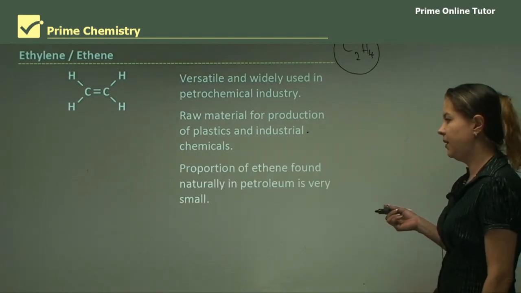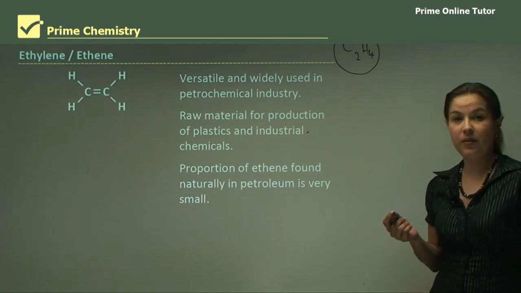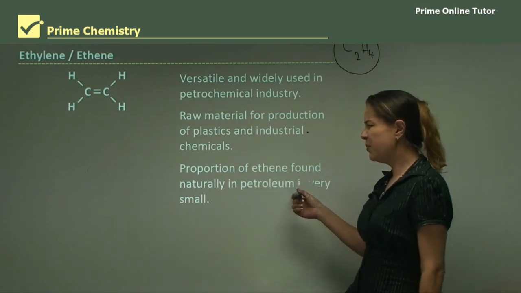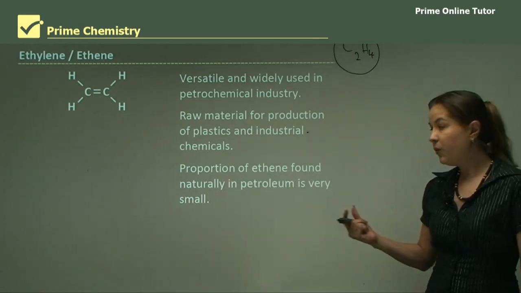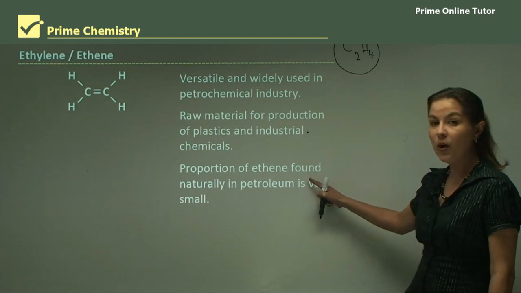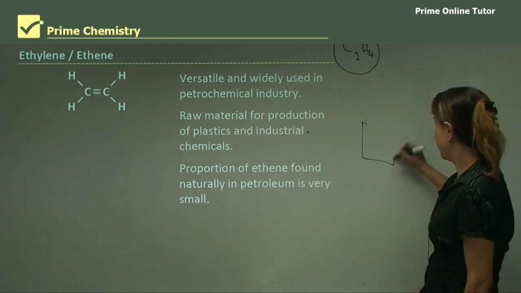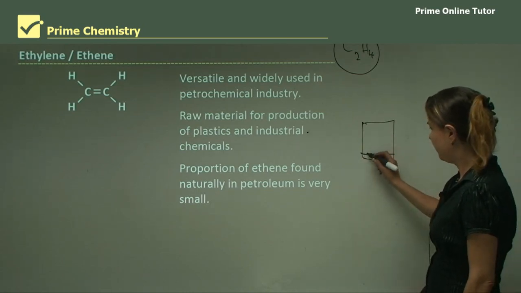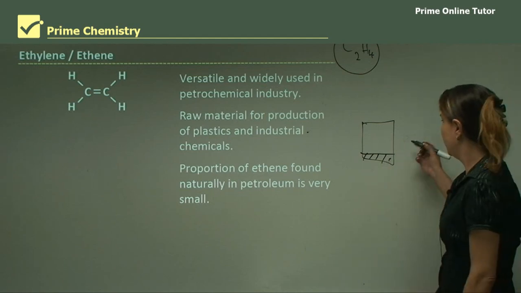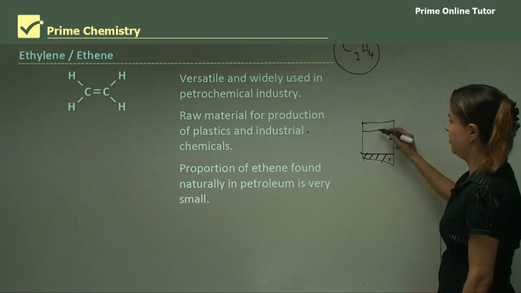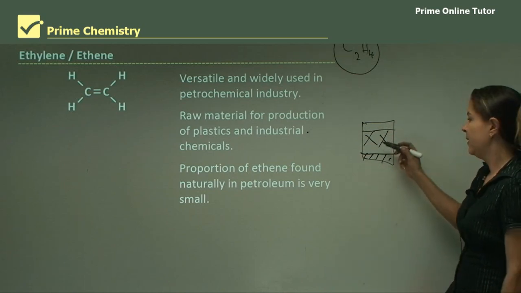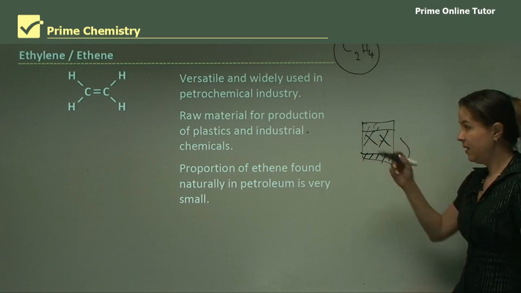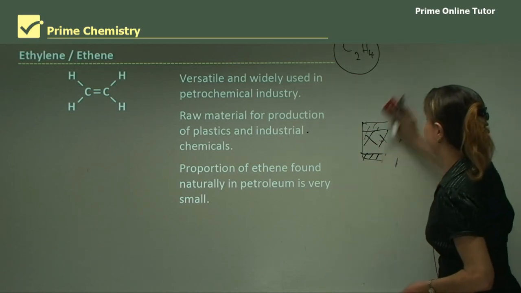Now, the proportion of ethene found naturally in petroleum unfortunately is very small, but we as humans have a very high demand for ethylene. Because we can only get so much out of petroleum, we've found new and inventive ways to get more ethene out of petroleum. So for example, if this is a barrel of petroleum, we might only get that much ethene. We need more than that. Maybe our demand is this much. That's how much ethene we need. So what we do is we use the leftover parts to produce ethene. And how do we do that? That's what we're about to discover.